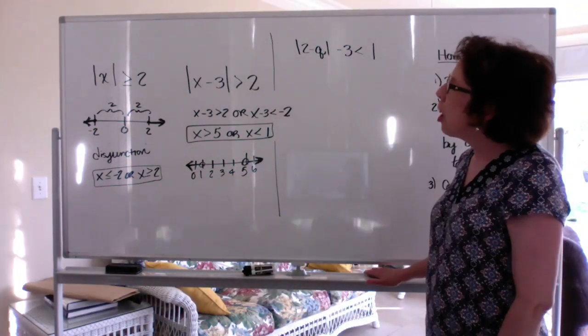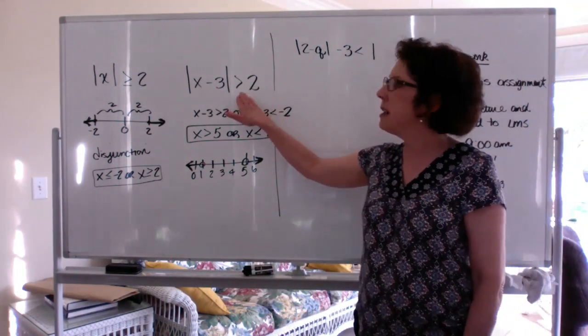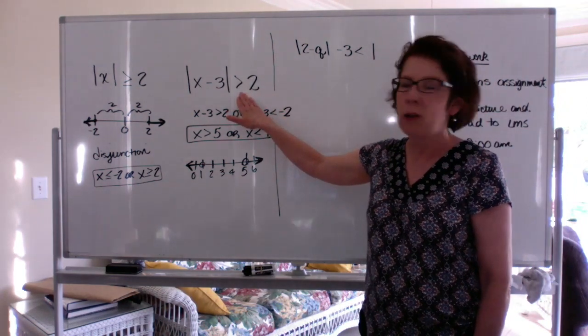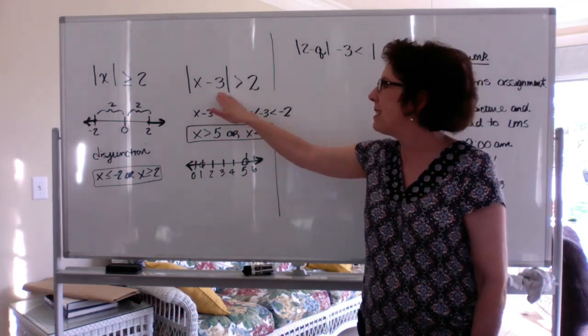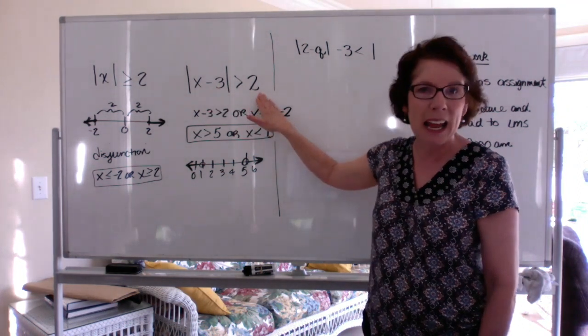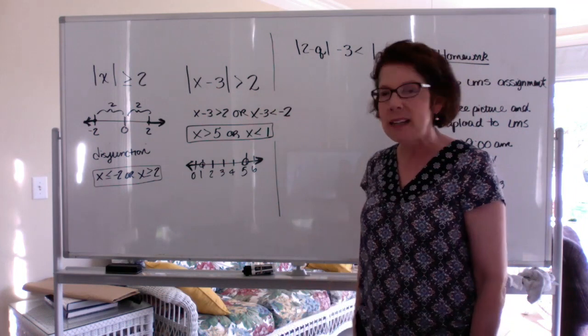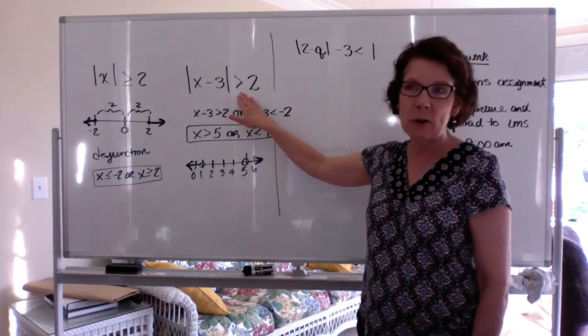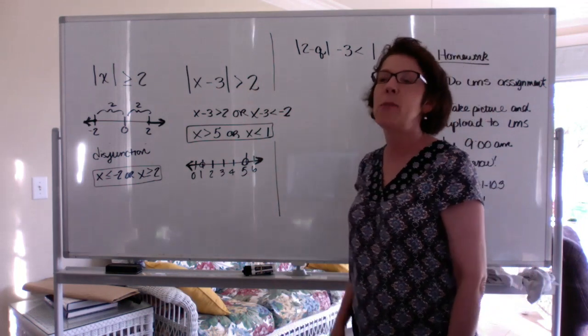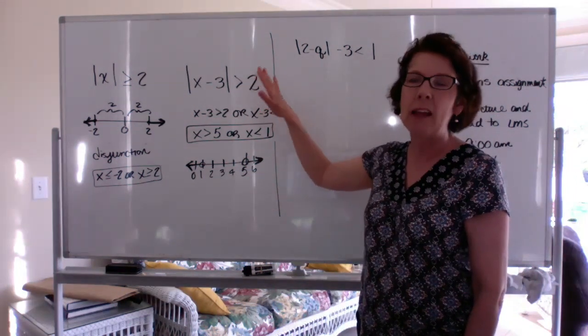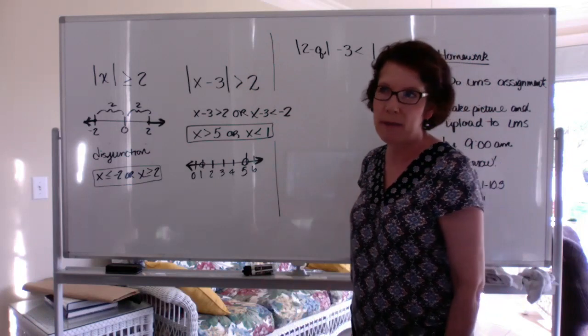Okay. So with a greater than absolute value, you're going to have an or statement. What's inside is greater than 2, or what's inside is less than negative 2. With a less than or less than or equal, you're going to have an and statement. Okay? What's inside is going to be less than your positive value and greater than the opposite of that value.